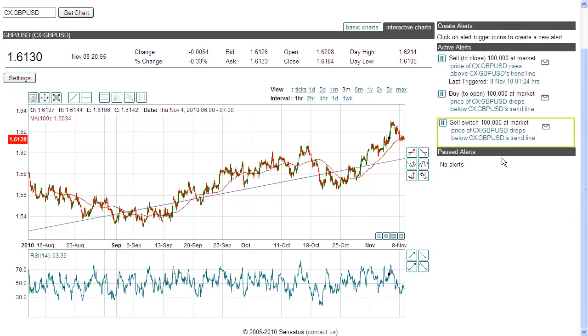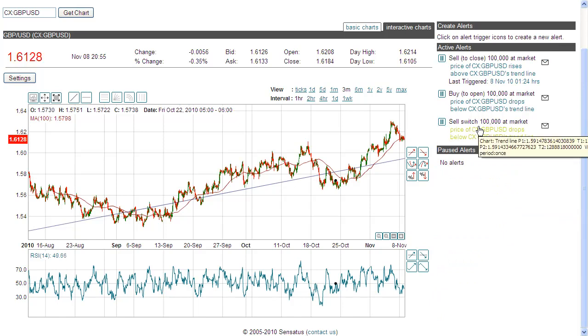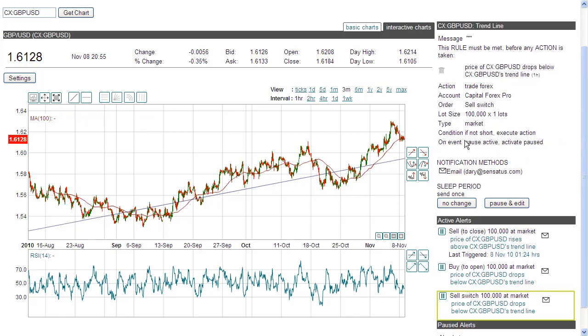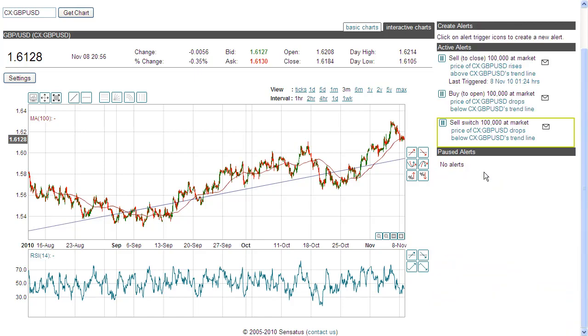So the next rules that I'm going to set up is if the price breaks through this support trend line, I want to set up some trades that will close out that short position. So if we take a look again at this sell switch, on event, as in when the alert triggers, I'm going to pause the active alerts, these two, and then I'm going to activate some paused alerts that I'm now going to set up, and the paused alerts will be used to close out any short position when the time comes or if it happens.